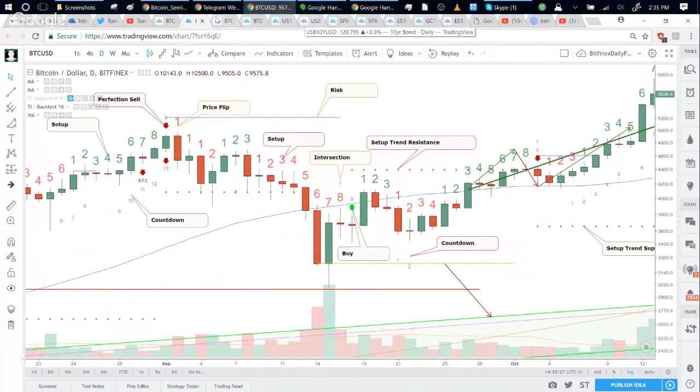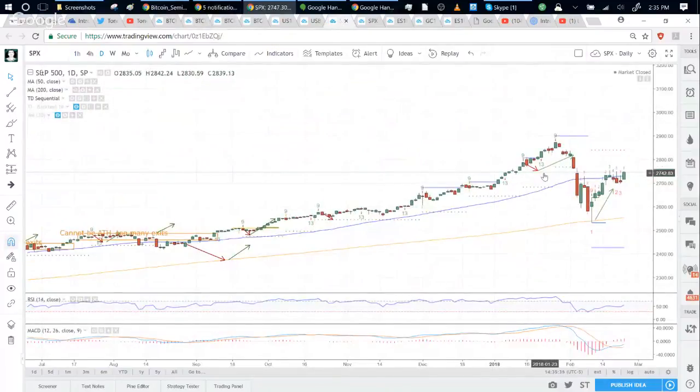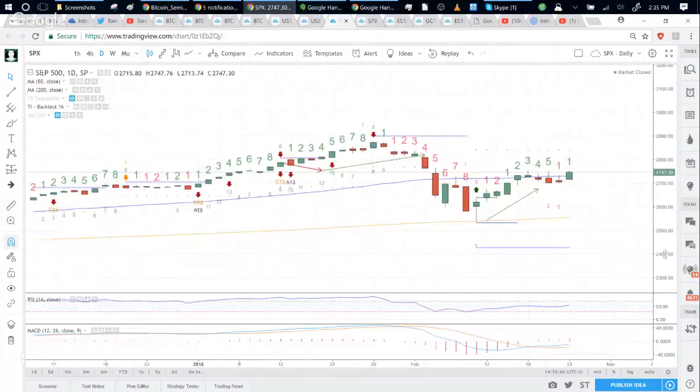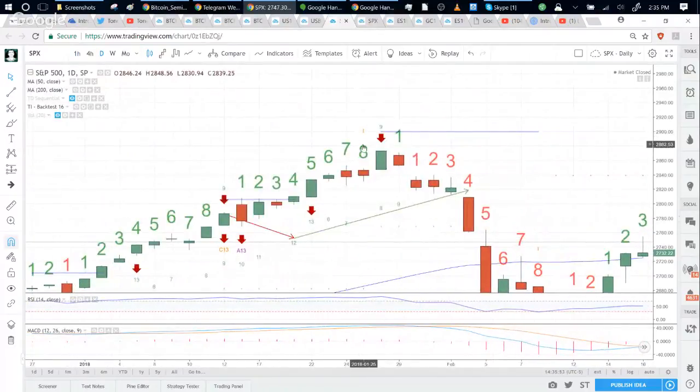Now, let me show you why I don't like using that prerequisite of a price flip. Let me go to the S&P 500. When you have the prerequisite of a price flip, this would not have occurred. This is the recent move of the S&P 500. And if you need a prerequisite of a price flip, like the Wall Street official indicator, you would not have a single setup candle here. Because without a price flip after a 9, you can't start any other setups.